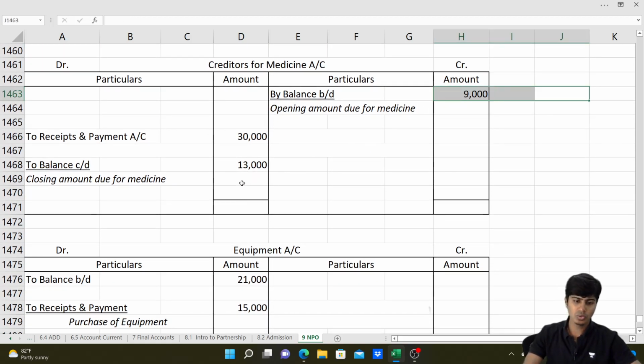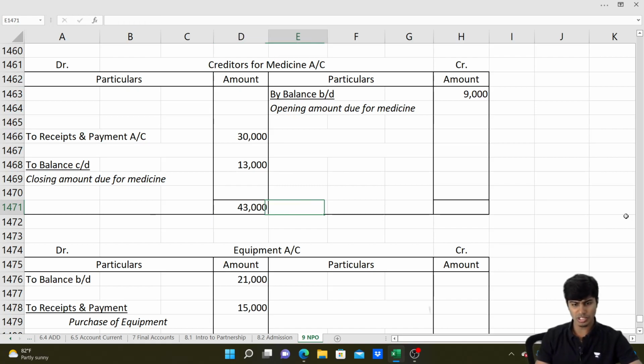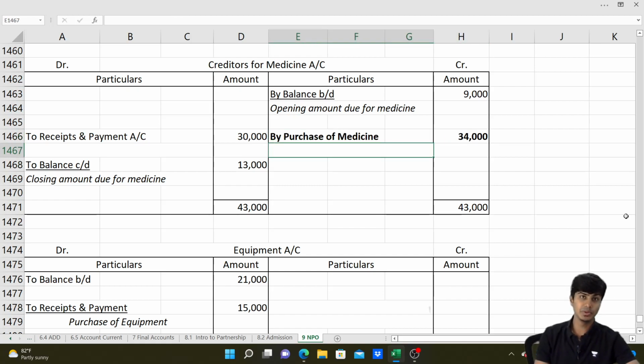Opening 9, closing 13, and receipts and payment is 30. So 9,000 worth of money was payable to them. You have paid 30 and you're still supposed to pay 13. This is because you purchased medicine from them during the year. How do you find it? Balancing figure. 43,000 is the total on the debit. We'll write 43 here and then do 43 minus 9. That is 34. What is this 34? This is the purchase of medicine made during the year.